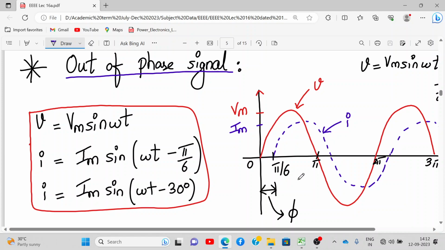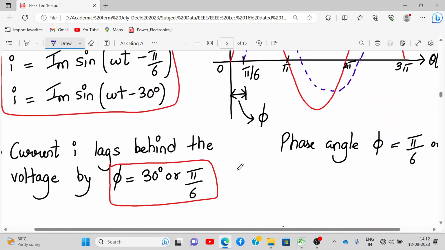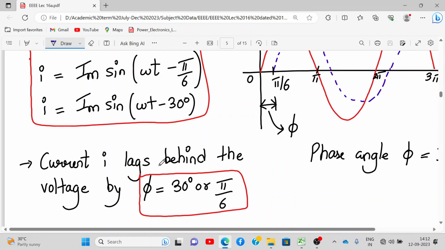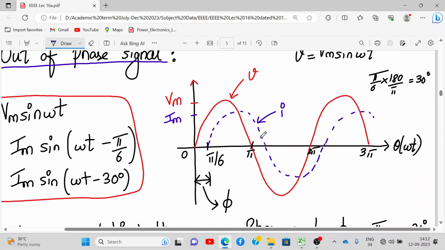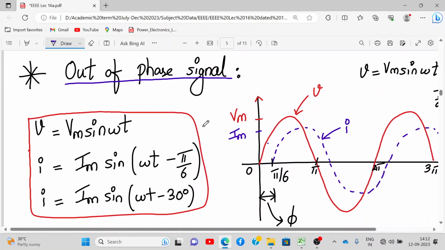So what's the phase difference between them? They are out of phase by how many degrees? 30 degrees, pi by 6. That's what we have written over here. So we say current lags behind the voltage by 30 degrees. Learn this language. So just by looking at the waveform, current I is lagging behind the voltage by 30 degrees. Or we can say voltage is leading the current by 30 degrees. Did you understand both the statements? Voltage is leading by 30 or current is lagging by 30 degrees. You should understand this. Got it? Understood? Out of phase signal?